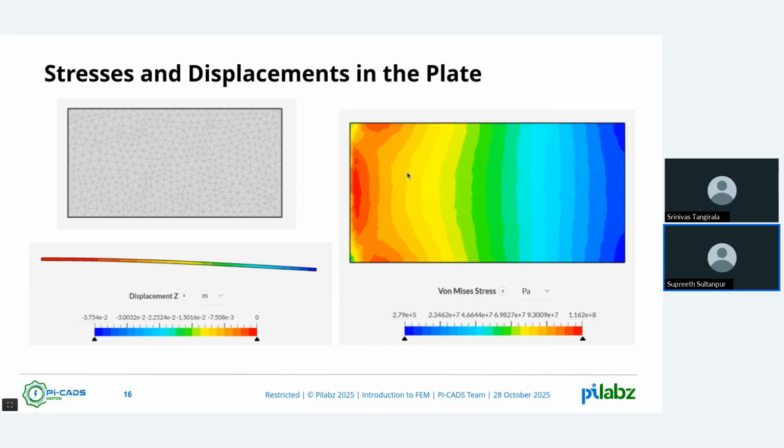You can also look at what stresses are developed in the plate. You will be familiar with von Mises stress, which can be used to understand whether the material breaks down and under what conditions. We have plotted it here. You can see there are high stresses at the end that is fixed, and low stresses at the other end, which is to be expected.